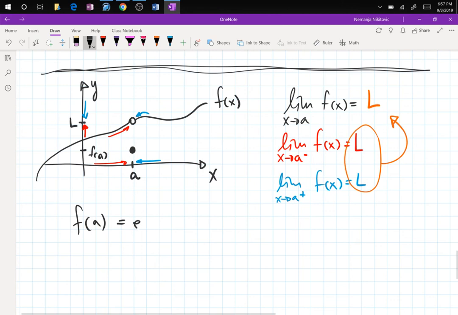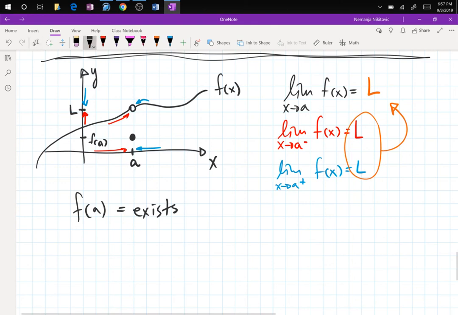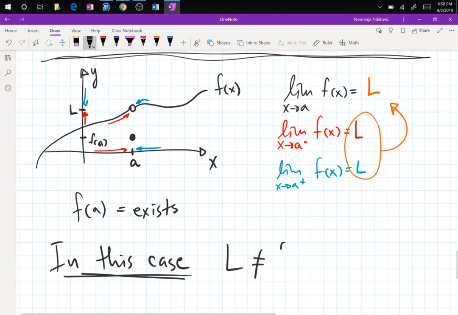So f of a exists, but you can see that f of a and L in this case are not the same. So that's important. In this problem, L is not the same as f of a, because the point is dislocated.